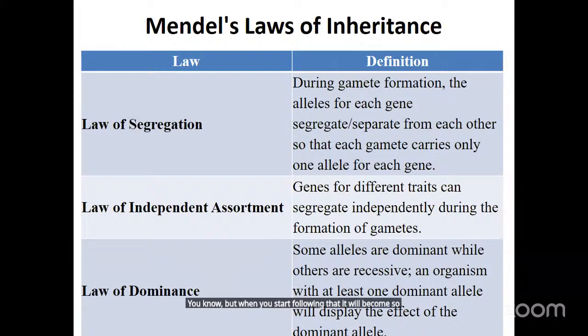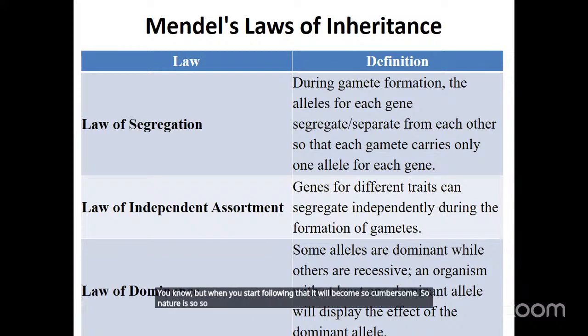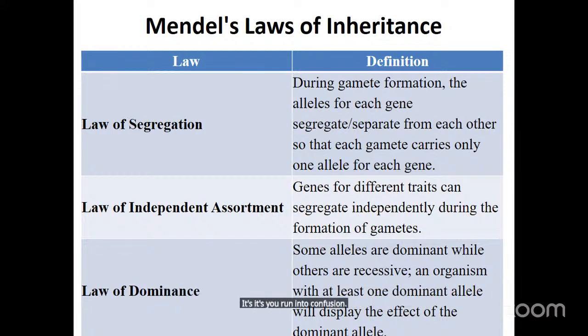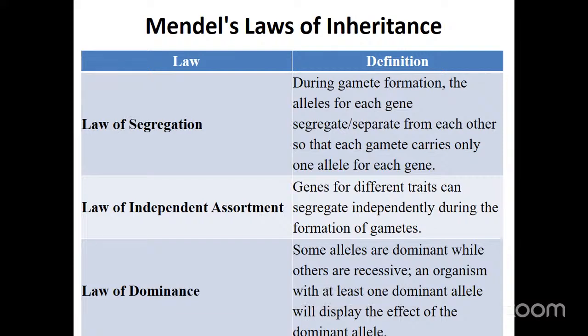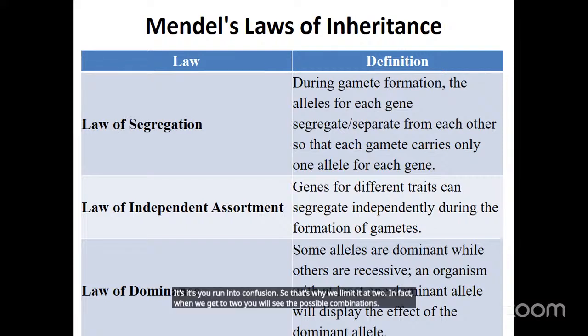Nature is so perfect that everything will just combine in its own way and give the results in the offspring. Now, if you want to follow that many, you run into confusion. So that's why we limit it at 2. In fact, when we get to 2, you will see the possible combinations that we have. So is that clear?